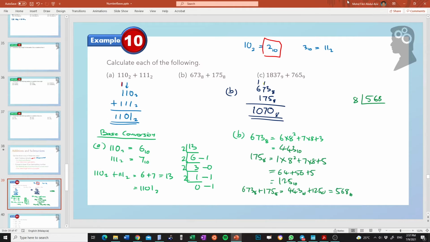568 divided by 8 is 71, remainder 0. 71 divided by 8 is 8, since 8 times 8 is 64, and 71 minus 64 is 7, remainder 7. Then 8 divided by 8 again becomes 1, remainder 0. Then 1 divided by 8 is 0, remainder 1. So it becomes 1070 base 8.